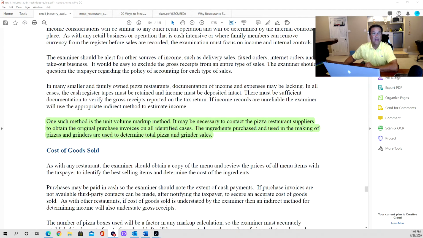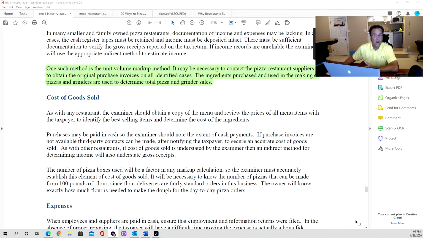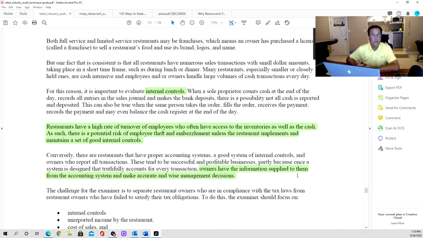Okay, back to the document. Here's just a method that was fine, and it's a long, intensive method to go through. Okay, so one of the other terms I want to talk to you about is internal control. You can actually search for internal control throughout all these documents. And it says right here, restaurants have a high rate of turnover of employees who often have access to the inventories as well as the cash. Yes, they do. As such, there is potential risk of employee theft and embezzlement unless the restaurant implements and maintains a set of good internal controls.